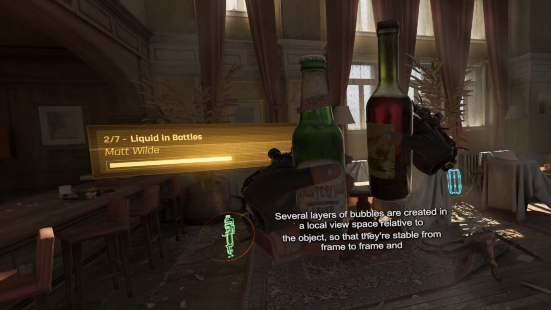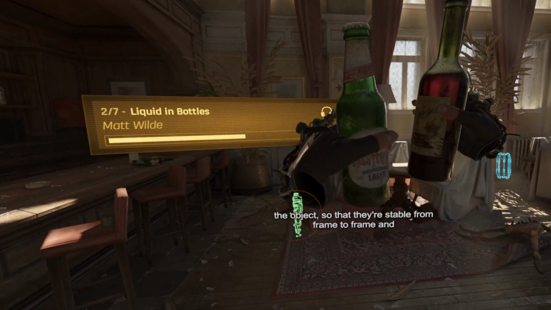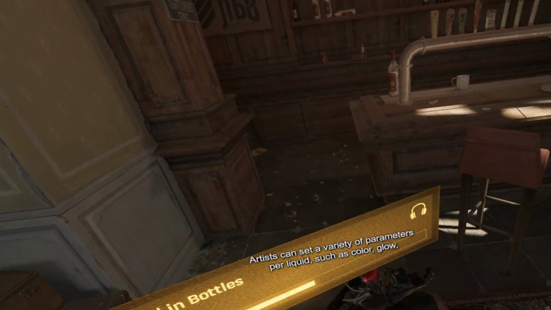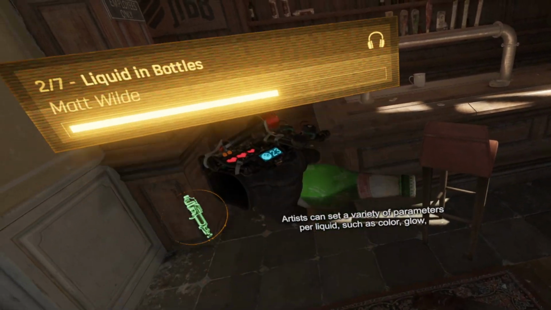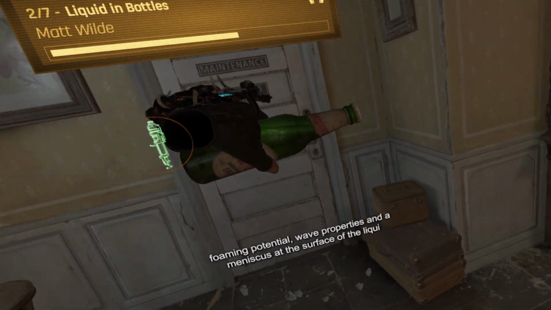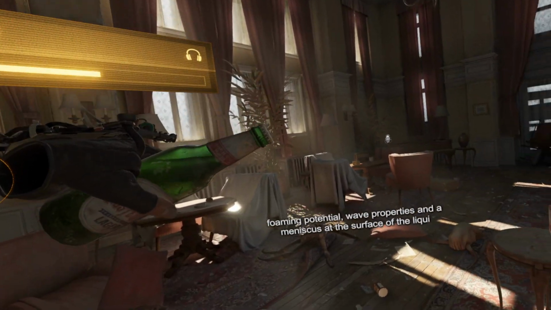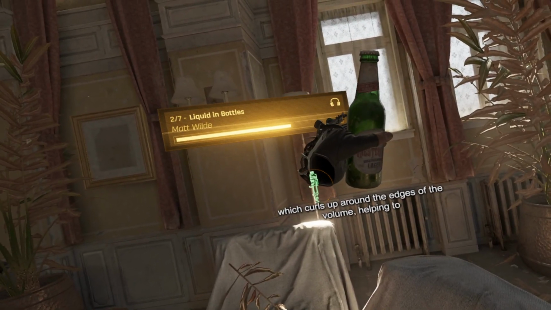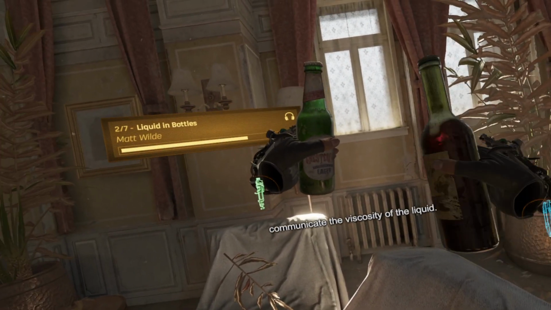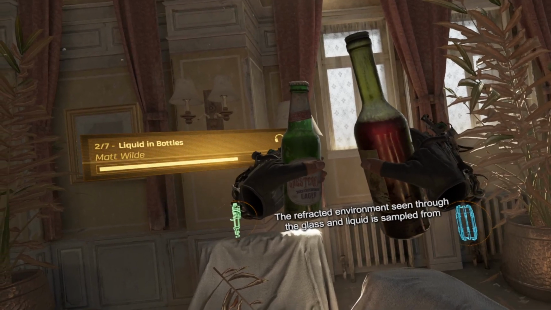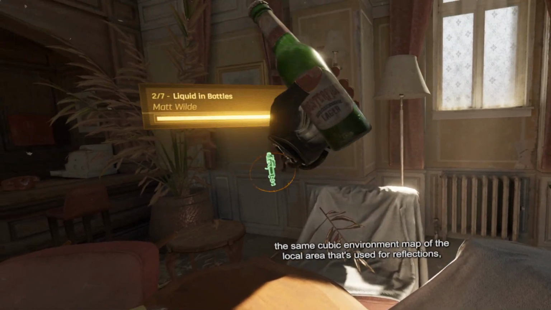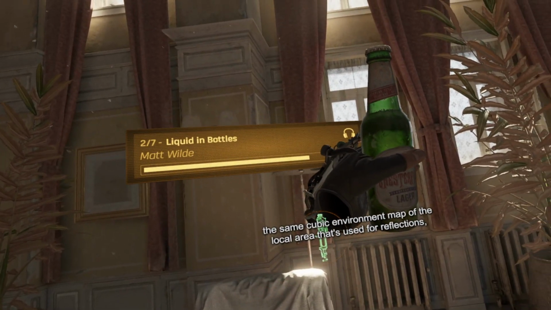These are procedural and can be modified to create a variety of different behaviours. Several layers of bubbles are created in a local view space relative to the object, so that they're stable from frame to frame, and can always move upwards relative to gravity. Artists can set a variety of parameters per liquid, such as colour, glow, foaming potential, wave properties, and a meniscus at the surface of the liquid which curls up around the edges of the volume, helping to communicate the viscosity of the liquid.